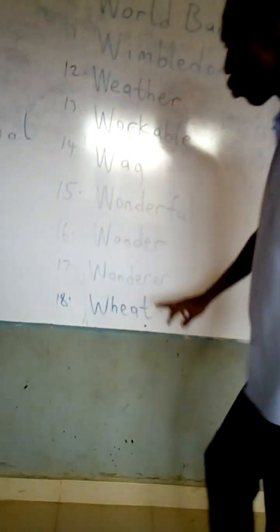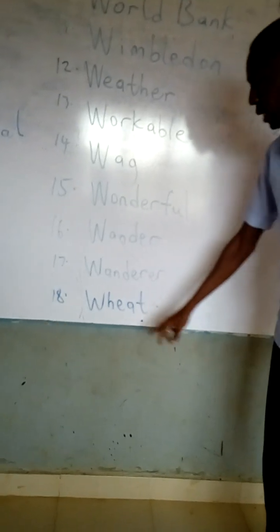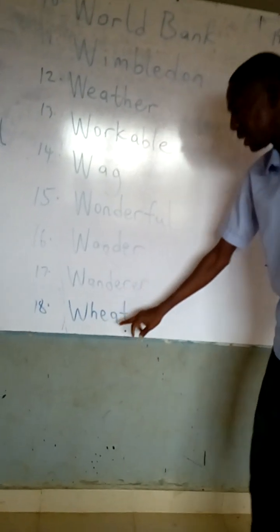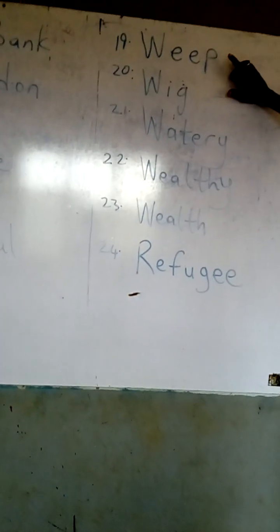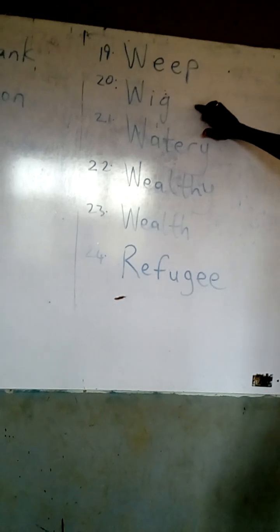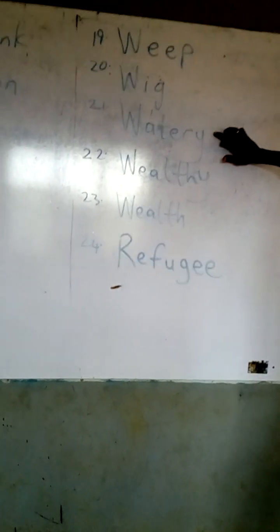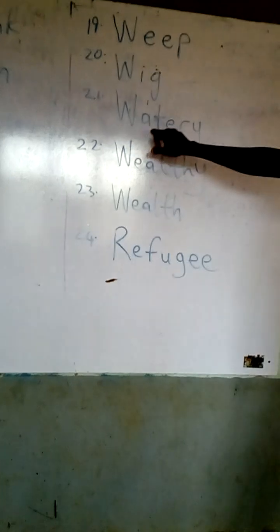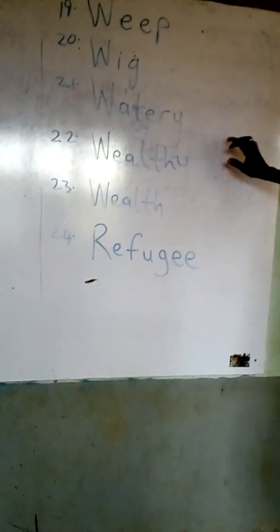Now, the next one is wheat. Say wheat. Wheat is W-H-E-A-T. Now, the next one is whip. Whip is W-E-E-P. The next one is wig. Wig is W-I-G. The next one is watery. W-A-T-E-R-Y. Now, the next one is wealthy.